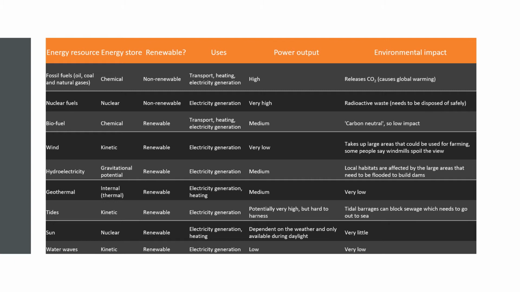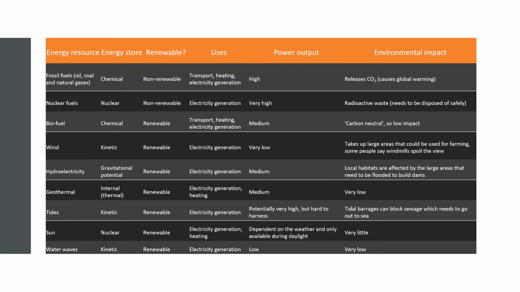They're non-renewable. The uses of them are transport, heat, and electricity generation. The power output is very high. The environmental impact is related to CO2, which causes global warming. If we move down one, nuclear fuels are a nuclear energy store. They're non-renewable. Electricity generation is a use. The power output is very high, but the environmental impact is that it produces radioactive waste which needs to be disposed of safely.